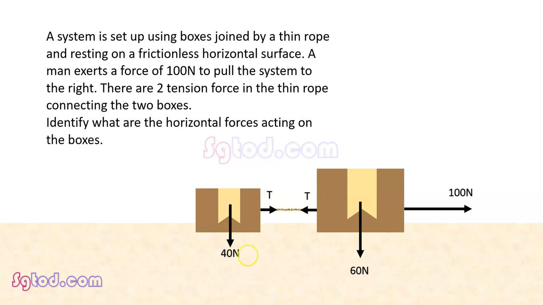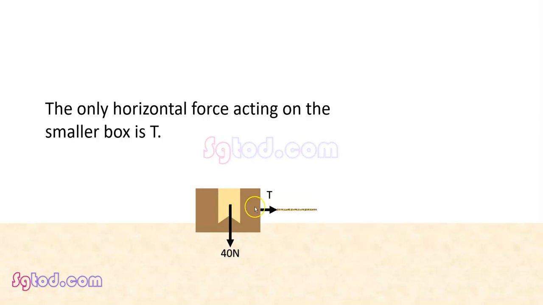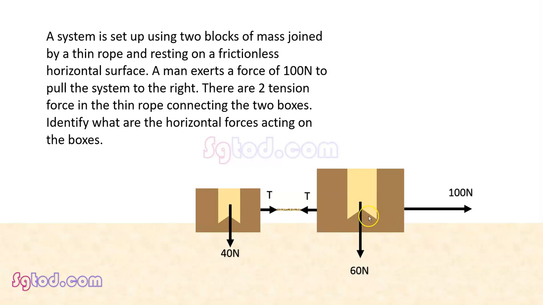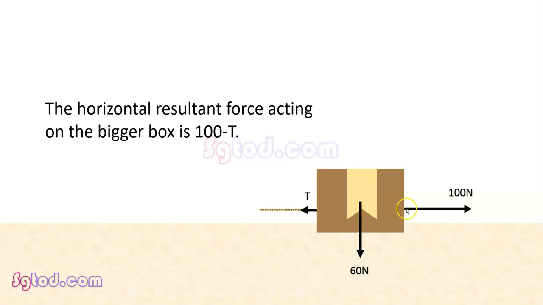Let's first look at the smaller box. The only horizontal force acting on the smaller box is T. Next, we look at the bigger box. The horizontal resultant force acting on the bigger box is 100 minus T. So you see, when you use a free body diagram, determining resultant force becomes very easy.